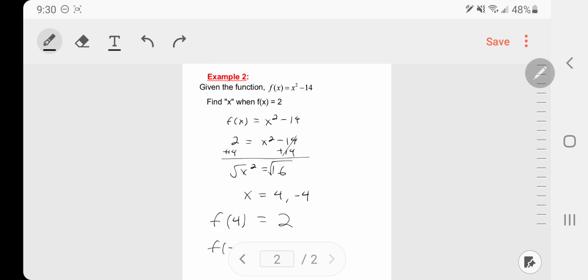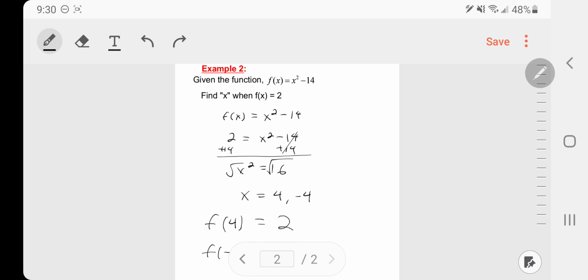All right, so that's pretty much everything you need to know as far as finding an input by working backwards given the output of a function.